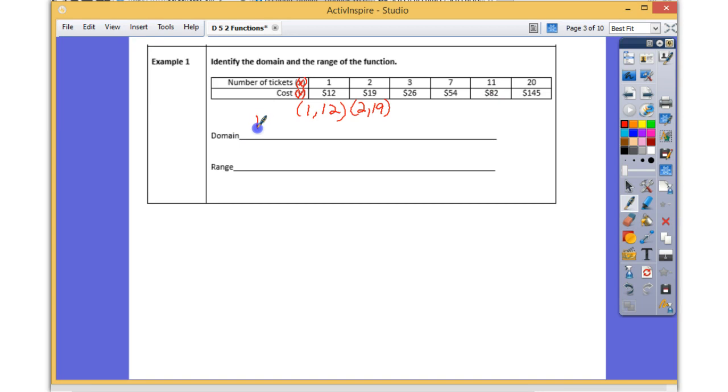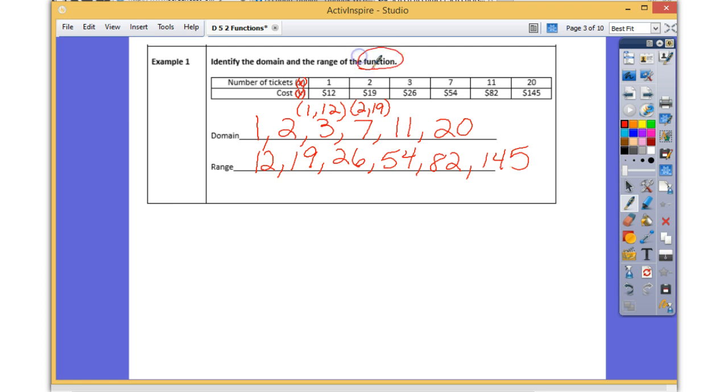List them. 1, 2, 3, 7, 11, 20. Those are all of our domains. What are our ranges then? 12, 19, 26, 54, 82, and 145. Excellent. And I can tell you that this is a function.